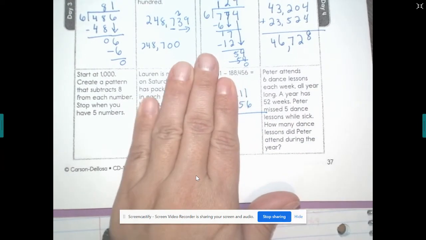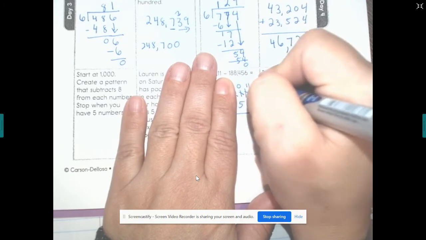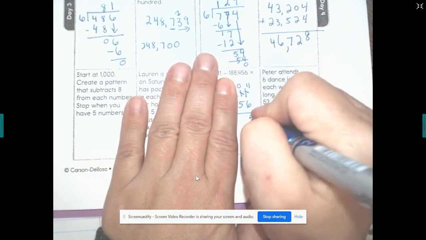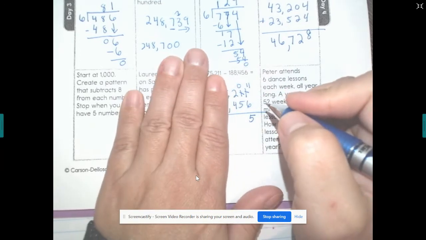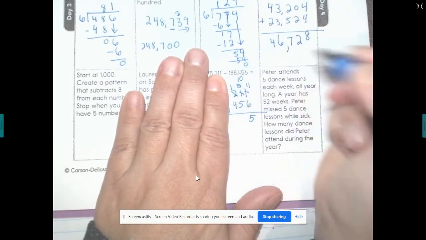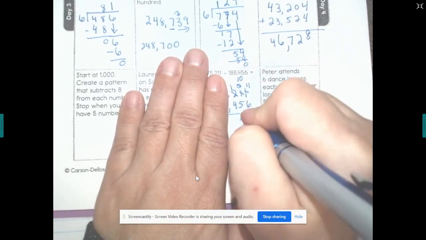So 1 minus 6 we can't do, so I go to the tens place. I take 1 away, that leaves me 0, and add 10, that gives me 11. So 11 minus 6 is 5. 0 minus 5 I can't do, so I go next door, I regroup. This becomes a 10, and the 2 becomes a 1. 10 minus 5 is 5.